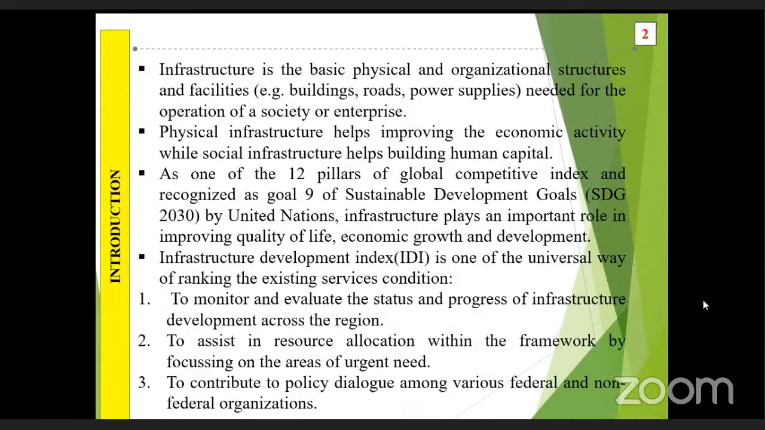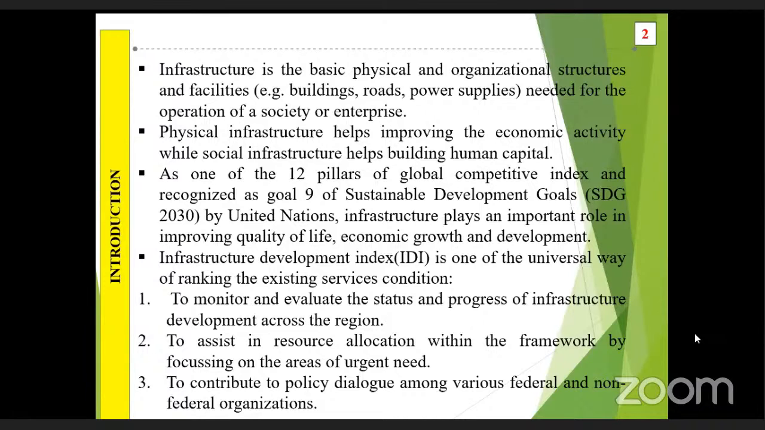So in French, infra means below and structure means construction. This term, after being adopted by urban planners in 1970, was further described as basic physical and organizational structures and facilities that are needed for the smooth operation and development of a society. Mainly two types of infrastructure are there, that is physical and social infrastructure. The first type helps the development followed by the economic growth of a region, whereas the second one helps building the human capital.